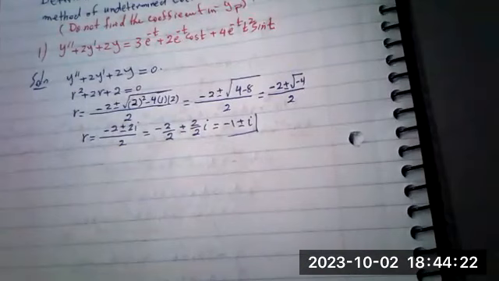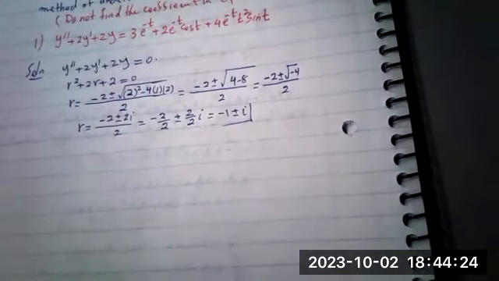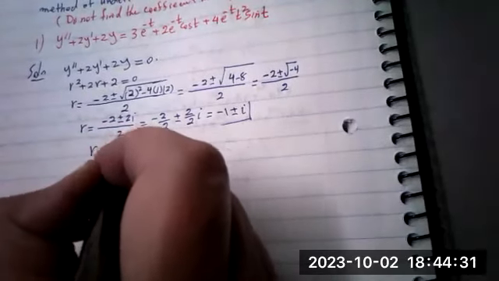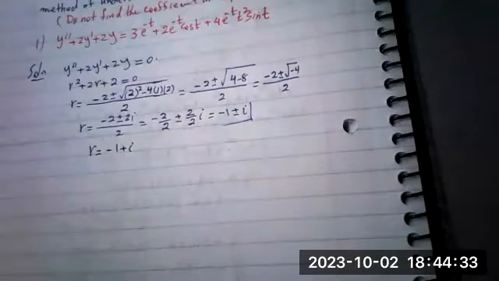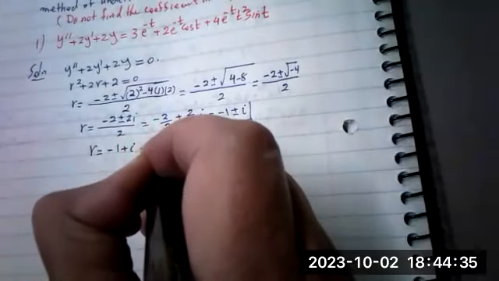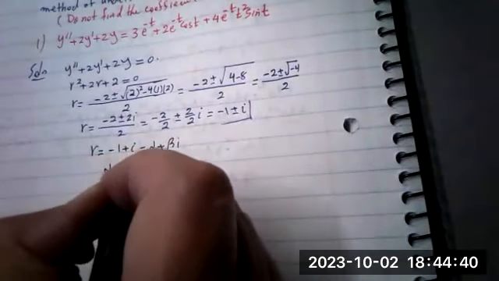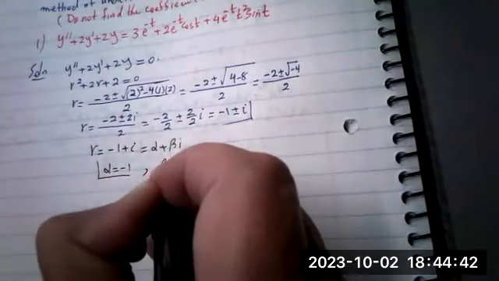So you pick one of them, you identify the alpha and the beta, and you write the yc, remember? So I picked the r to be negative 1 plus i. Compare it with alpha plus beta i. So your alpha would be negative 1. Your beta would be 1.